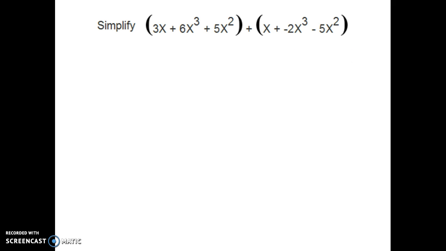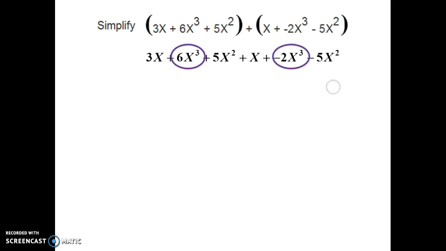Here we have 3x plus 6x cubed plus 5x squared plus x plus negative 2x cubed minus 5x squared. Again, we are simply going to copy everything down because we are adding. And now it once again becomes a scenario of combining like terms. So we have a 6x cubed and a negative 2x cubed. 6 plus negative 2 is 4, so this becomes 4x cubed.